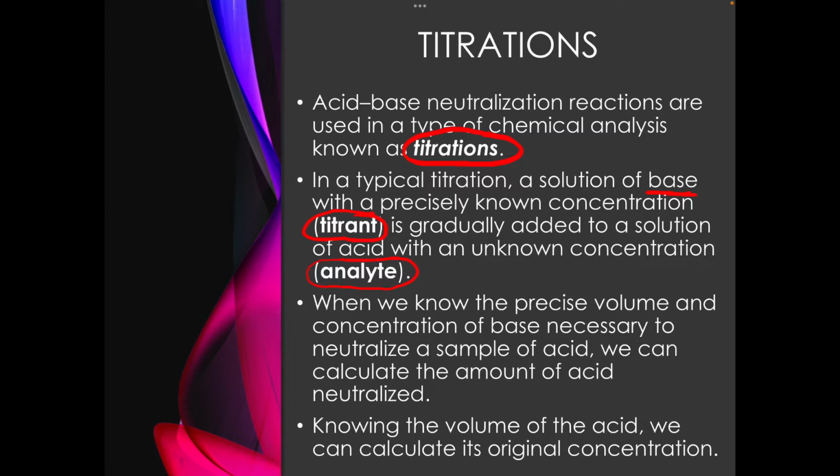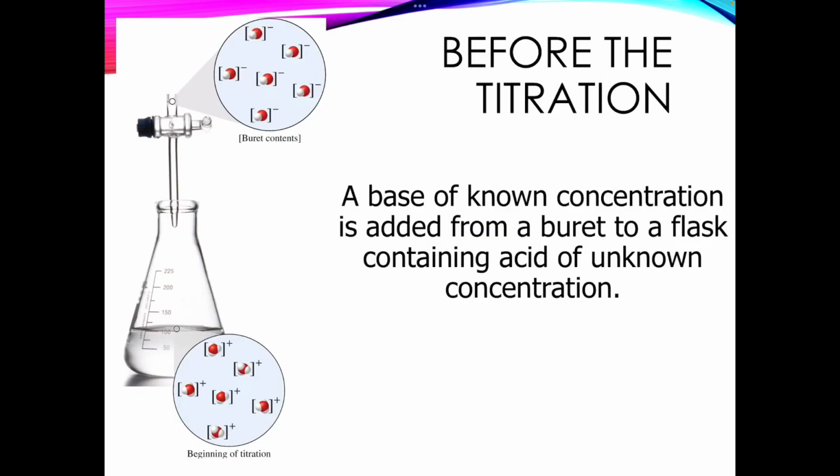Over time, we will add our titrant to the analyte until it is completely neutralized. Once it is completely neutralized, we can precisely know the volume of base that we added and its concentration, and we knew how much acid we had to start with. We can use all of these numbers to figure out the concentration of our mystery acid. That's pretty cool. So here's how it plays out.